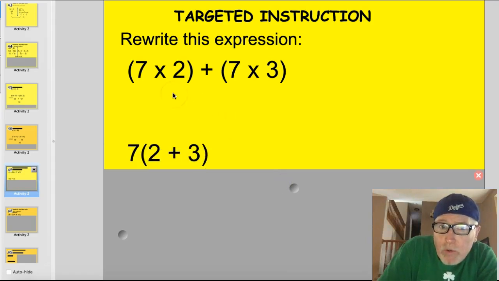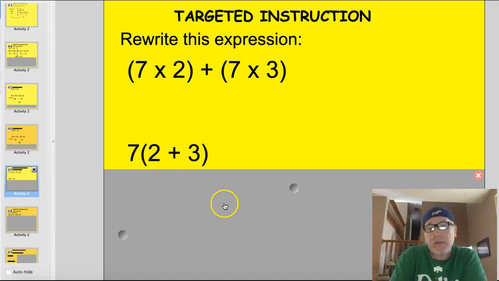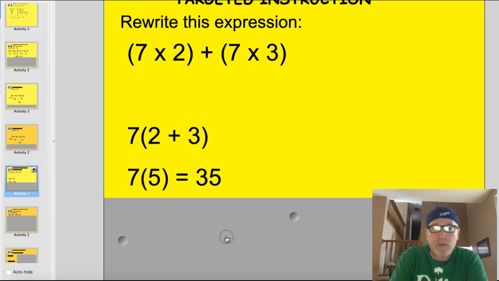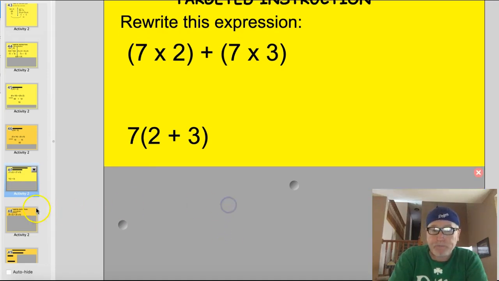Well, the 7 is the number that repeats, so that would go outside the set of parentheses, and then we're going to take the 2 and the 3 and put it in, and this is adding, so we're going to add them. So again, the 7 is the repeated number. That's the one we're going to pass out, so we put that out front. The 2 and the 3 go inside, and it's an addition problem, so we put the addition sign in. And of course, you can probably figure out very quickly that that's going to be 35 if you evaluate it.